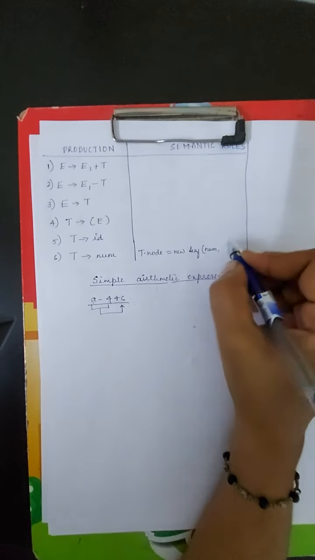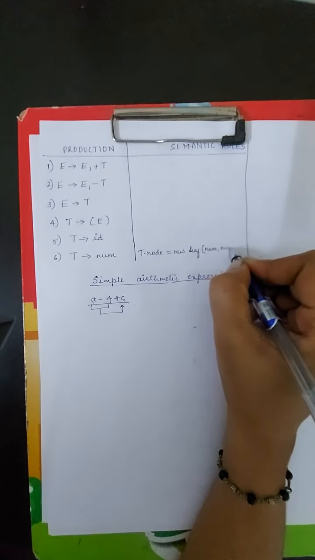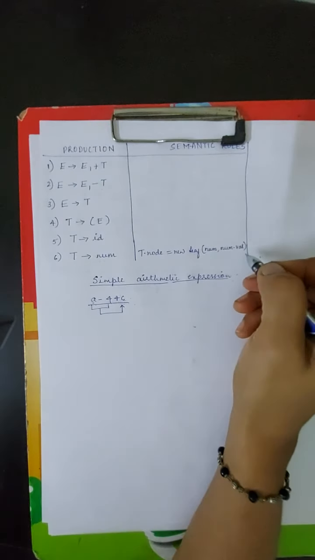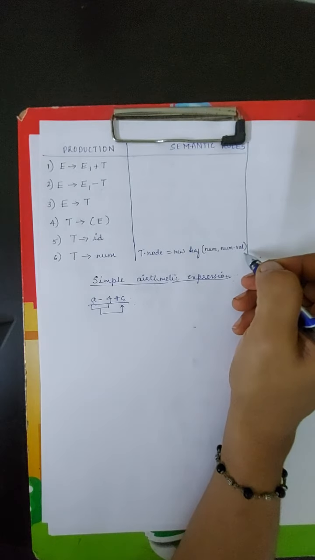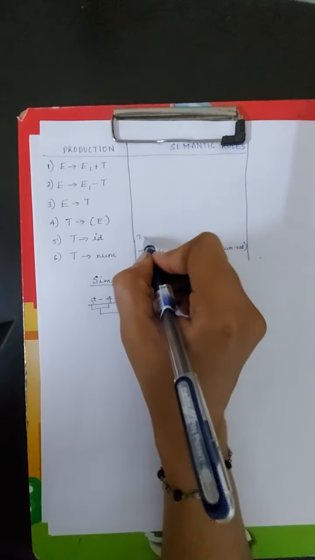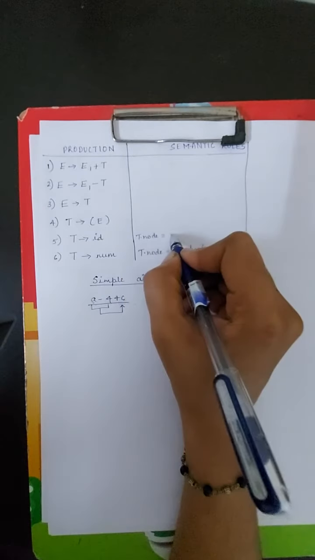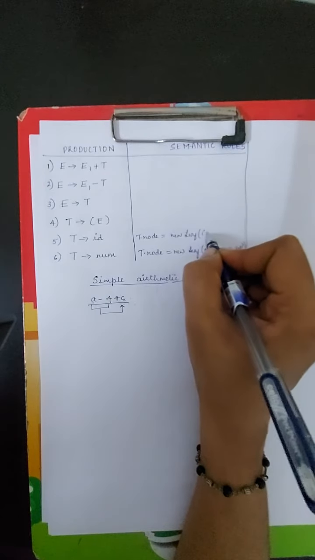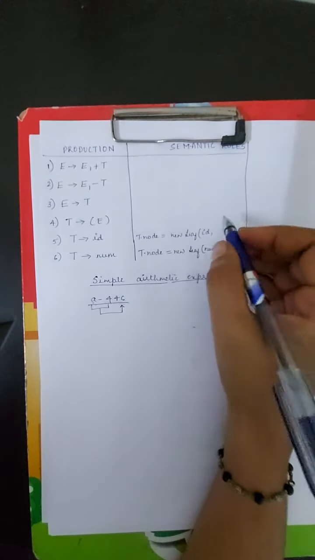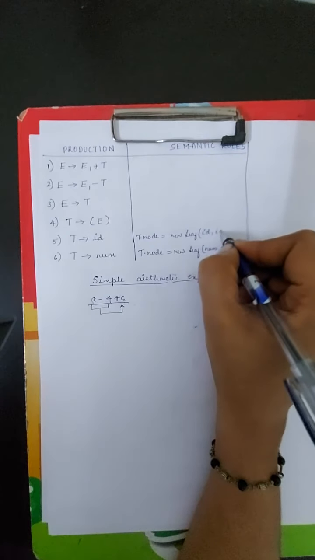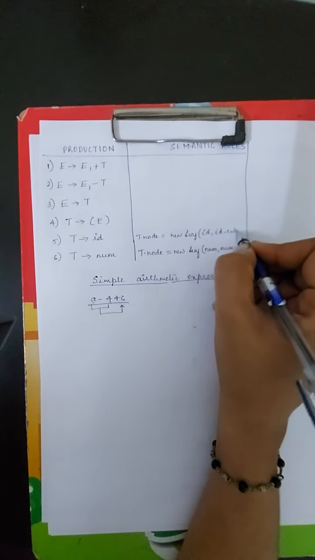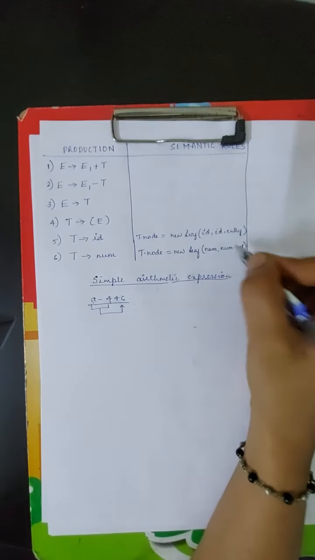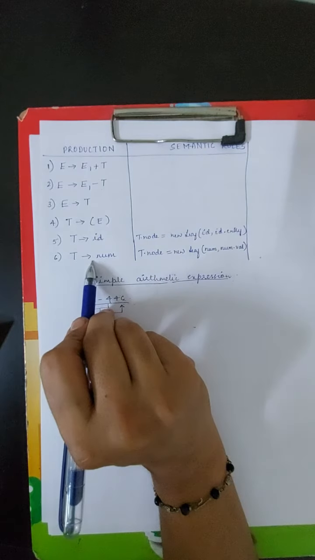Okay, attribute value. So what is the value I have sent? Num dot val is the attribute value, that is the lexical value that has been sent by the lexical analyzer. In the same way, I write t dot node is equal to new leaf, it is id. Okay, id is the OP field, comma id dot entry, for this let me send the lexical attribute value to be entry. Okay, so these are the semantic rules for these two productions.